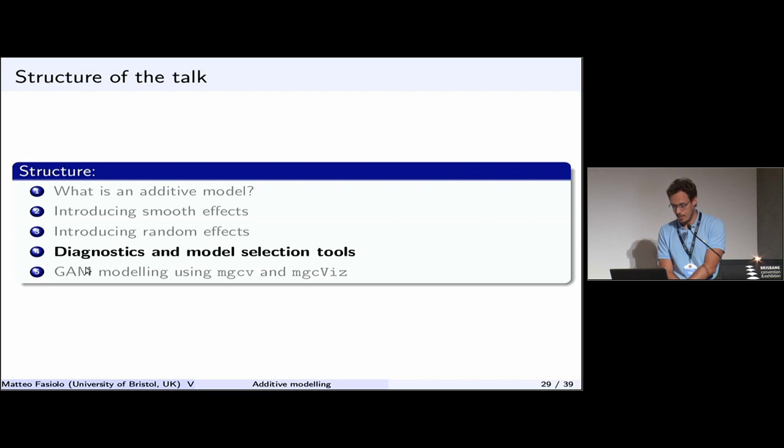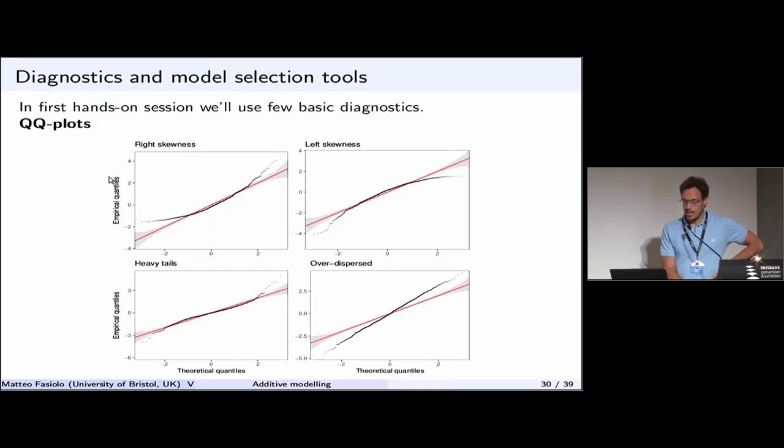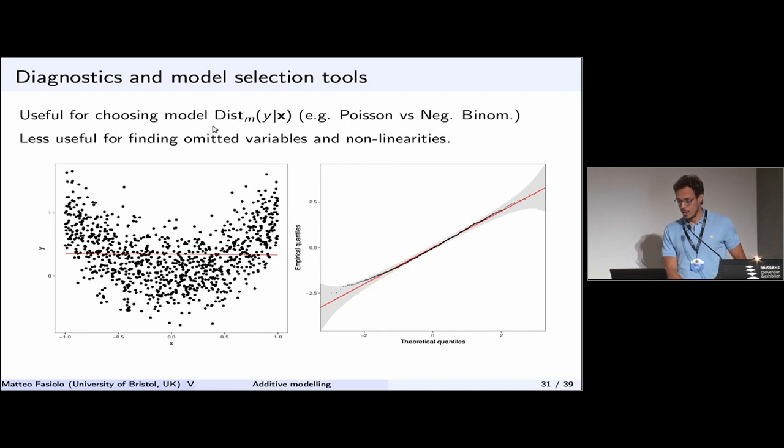And then before moving to the practical part, I wanted to show some diagnostics which you might want to use. So of course, when you are in a regression context, one very popular diagnostic is QQ plots. Here you are plotting the empirical quantiles of your residuals against the theoretical distribution assumed under your model. And from this, obviously, you can detect skewness to the left or right, overdispersion, heavy tails, etc. So these plots are useful when you are choosing what kind of distribution you should be using for the conditional distribution of y, such as Poisson as against negative binomial. On the other hand, they are somewhat less useful when you're trying to find omitted variables or determine whether you should use a nonlinear effect or not.